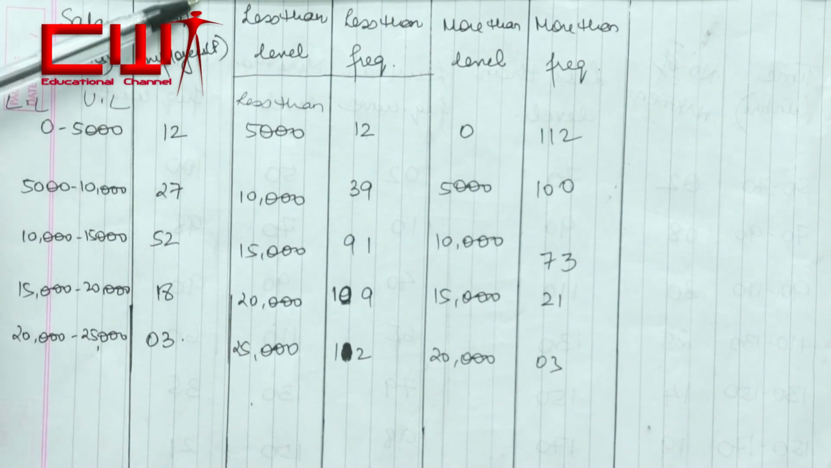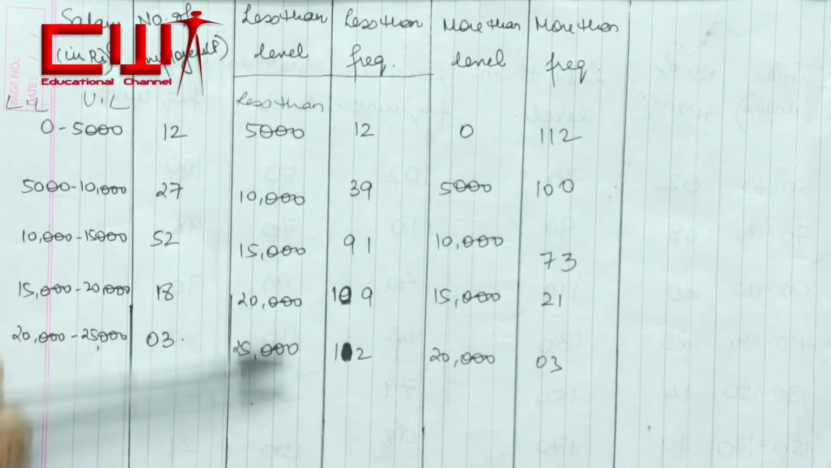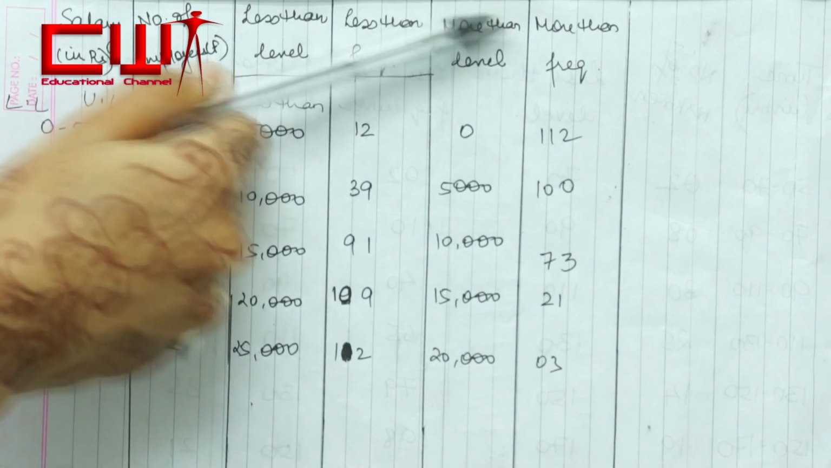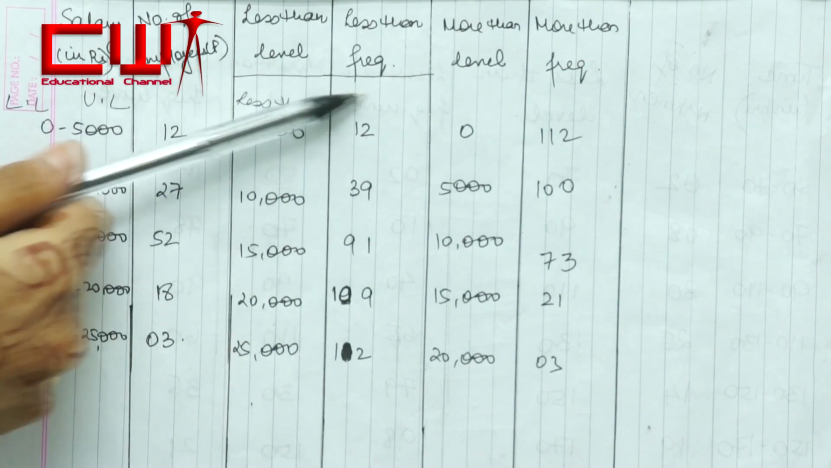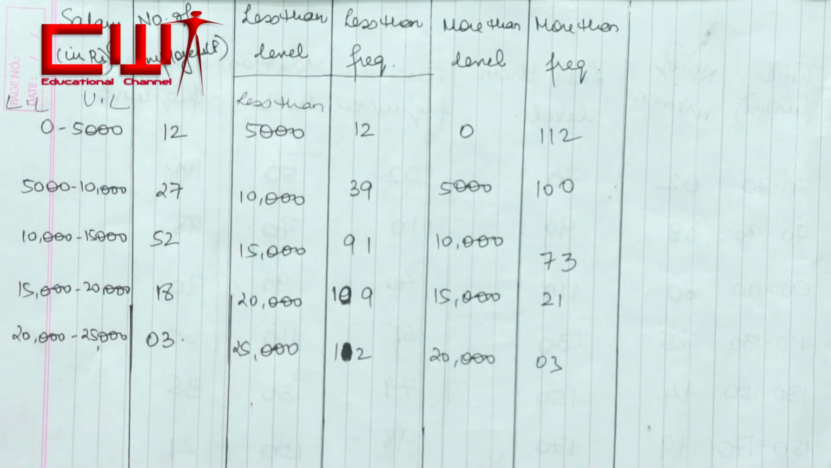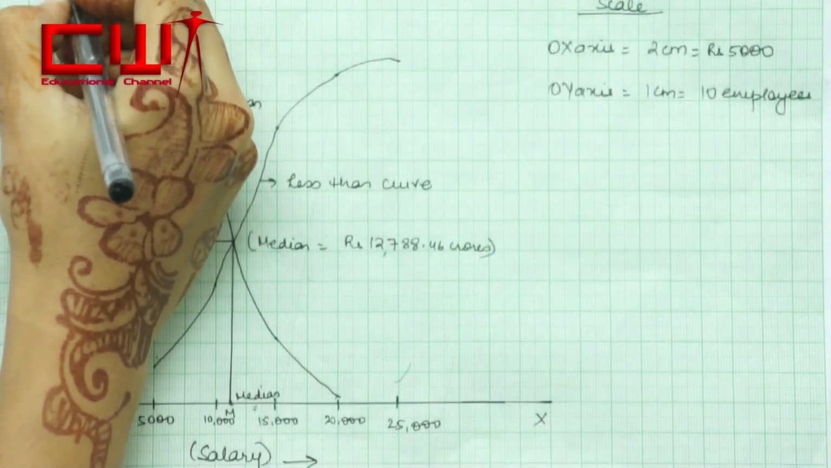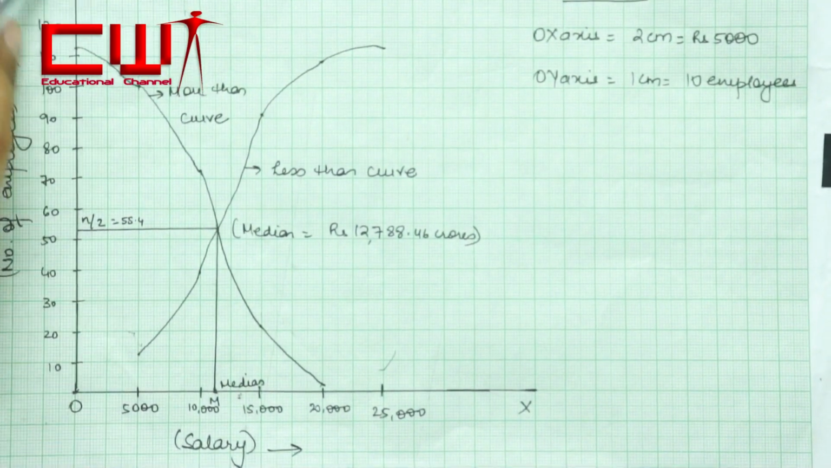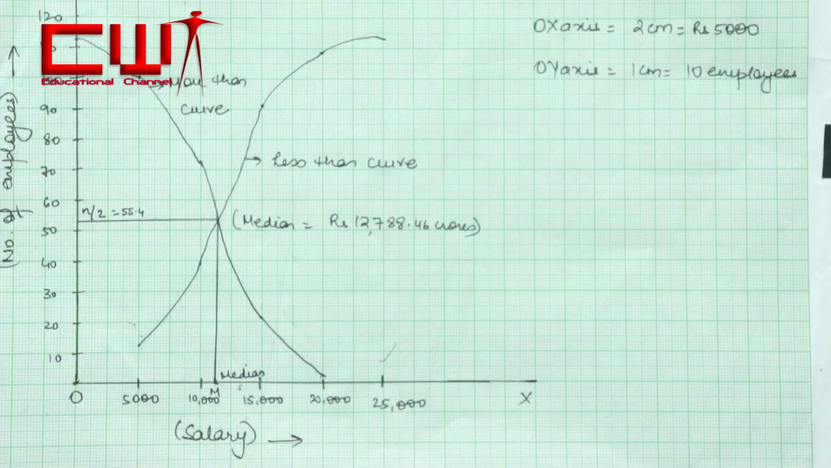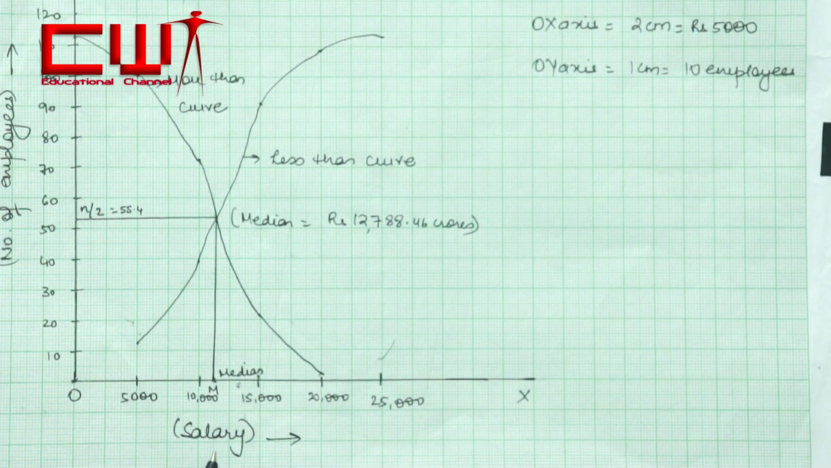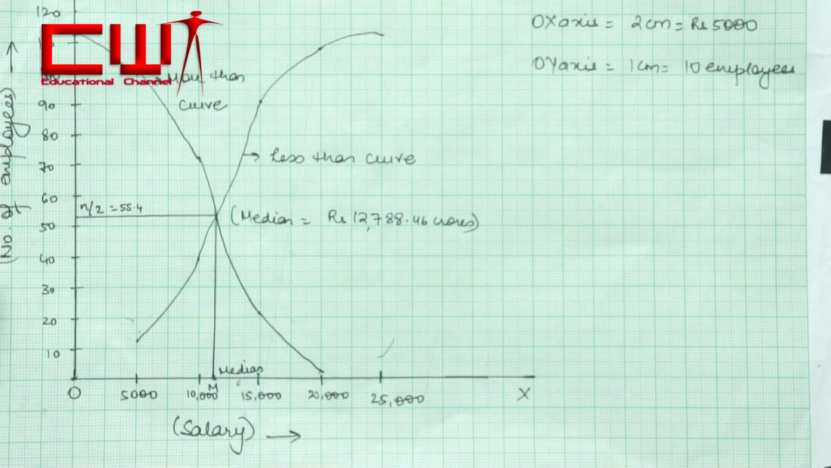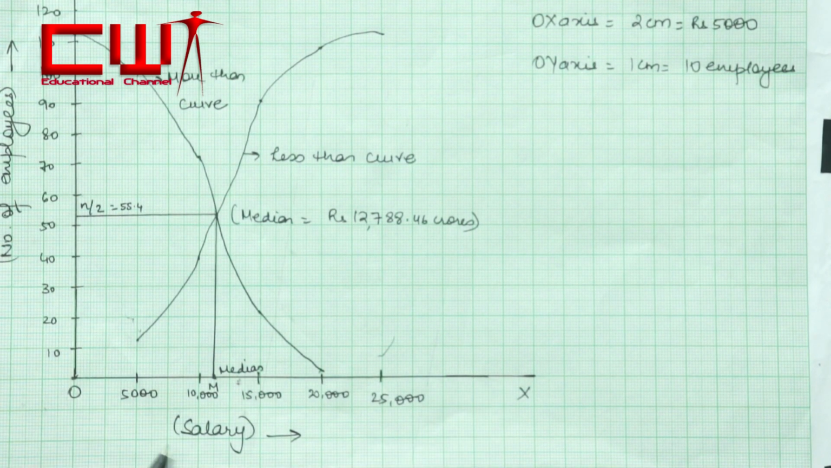You have the series, you have the frequency. You find the less than series with the upper intervals, and the more than series with the lower intervals, and add up the frequency. Now you are ready with the less than and more than levels and their frequencies. Now you plot it on the graph paper. You have the OY axis and the OX axis as always. On the OX axis you show salary, and on the OY axis you show the number of employees.